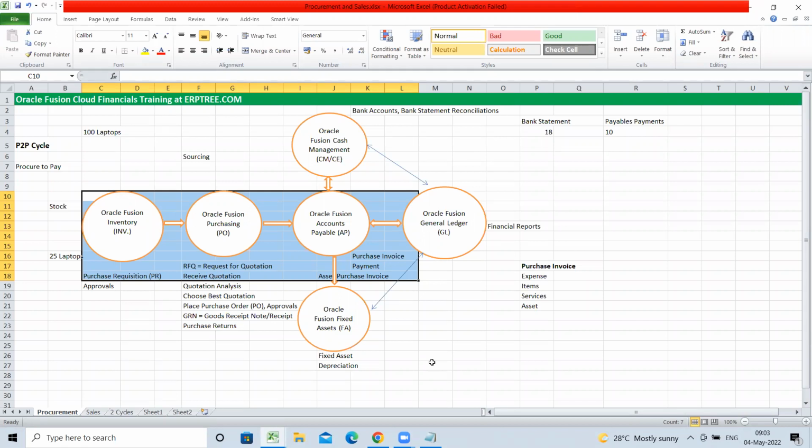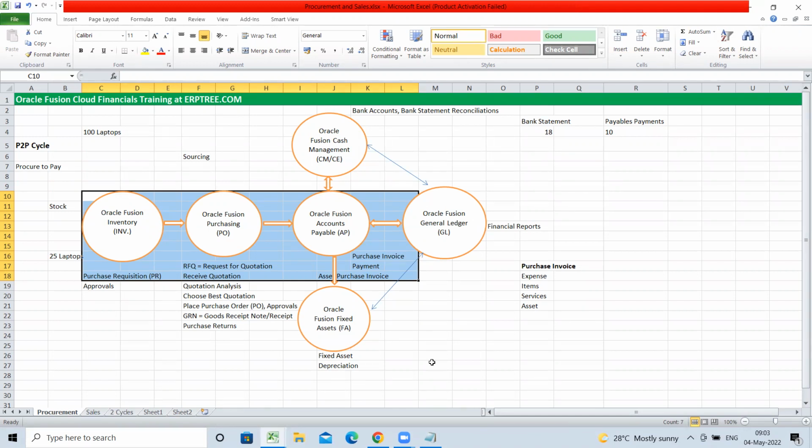Okay, accounts payable. So why are we calling it a cycle? It keeps repeating. It is a recurring activity. If you want to buy today, you have to follow this process, and all these departments should be involved. If you want to buy tomorrow, the same process we have to execute. So this is a cycling activity, a repeated activity. That is the reason we call it a cycle. Okay, P2P cycle means procure to pay cycle.